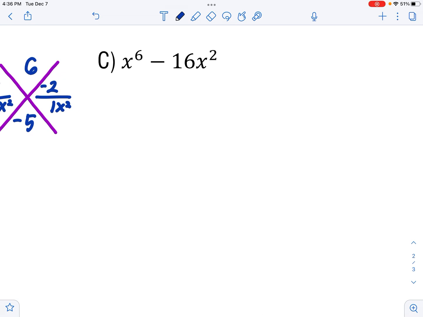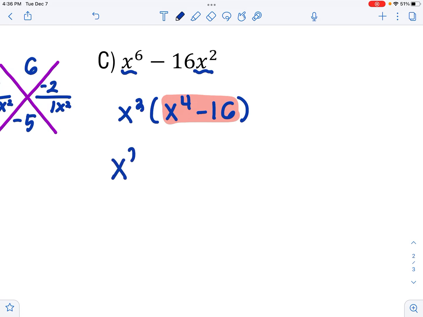Last one in this section, first thing I look for is a GCF, and I notice they have an x squared in common, so I'm going to factor out the x squared, and I have x to the 4th minus 16. So now I look at this binomial that's left, and I'm going to see if it's a difference of squares, a difference of cubes, or a sum of cubes. If you notice, both x to the 4th and 16 are perfect squares. X to the 4th is x squared squared, and 16 is 4 squared, so this is factorable.